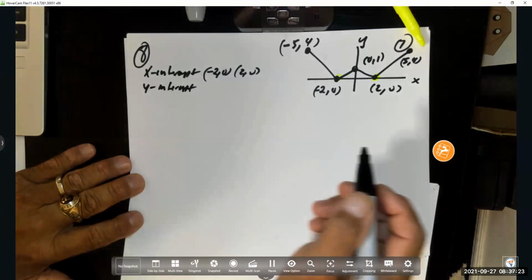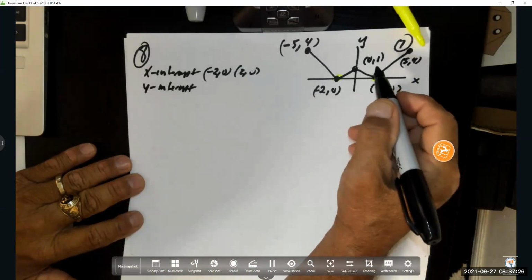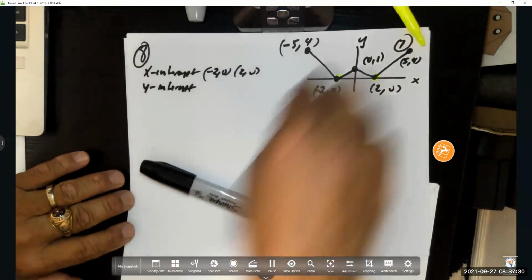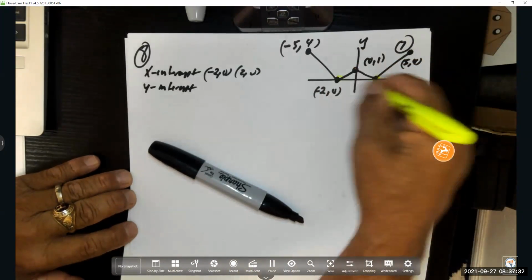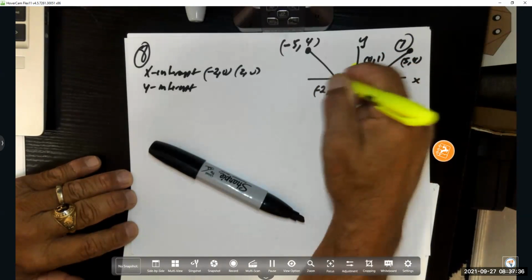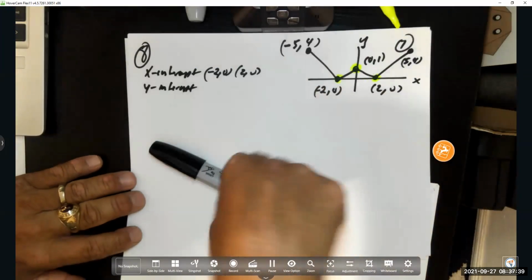I think that is -5, 4, and 5, 4. Oh, no, y-intercept. This is the y. Remember the y line? 0, 1. There you go. So this is the x-intercepts of this, and the y-intercept right here. Y'all see the difference right there? The x's and the y's. 0, 1.